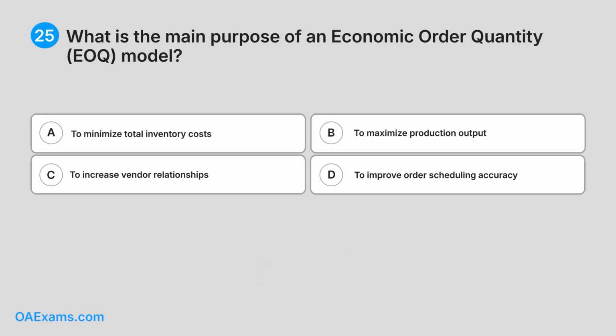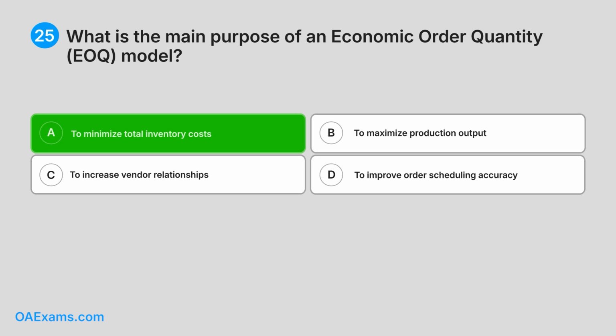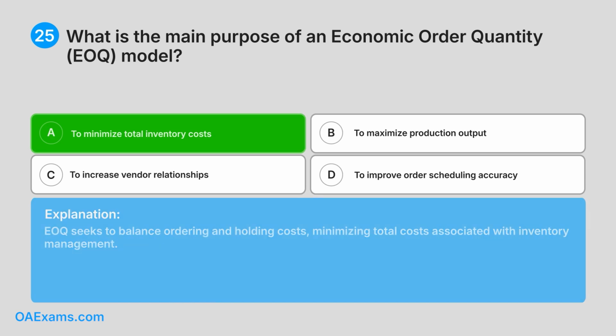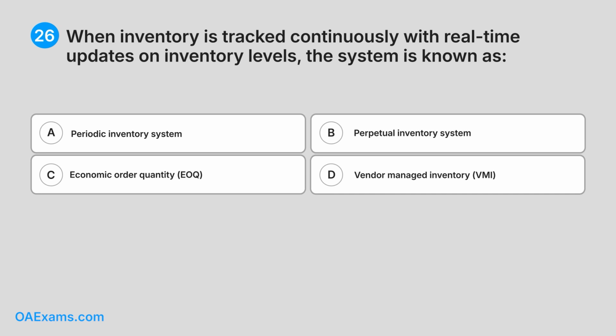Correct answer. A. To minimize total inventory costs. Explanation. EOQ seeks to balance ordering and holding costs, minimizing total costs associated with inventory management. 26. When inventory is tracked continuously with real-time updates on inventory levels, the system is known as A.